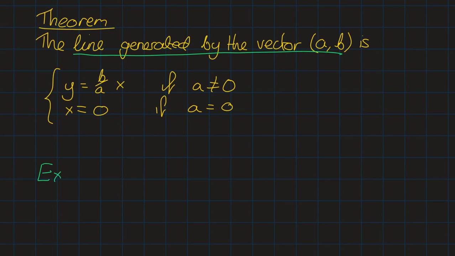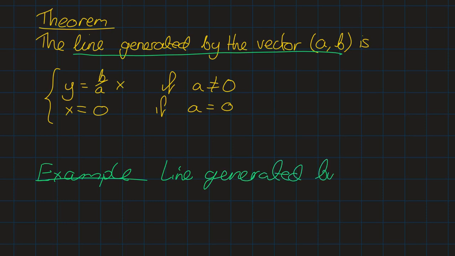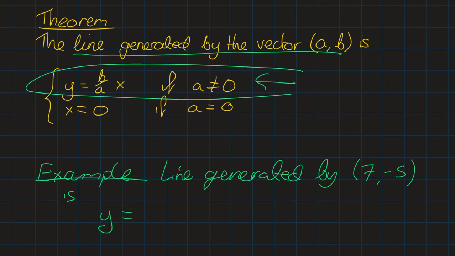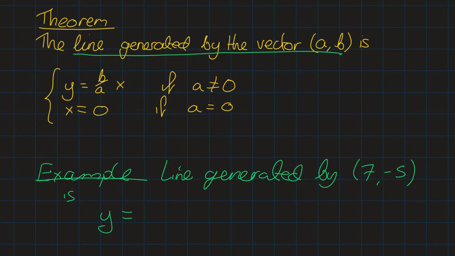So for example, the line generated by (7, minus 5): a is 7 and it's not equal to 0, so I'm using this case right here. That means y equals minus 5 over 7 x. And that's the answer. Easy as that.